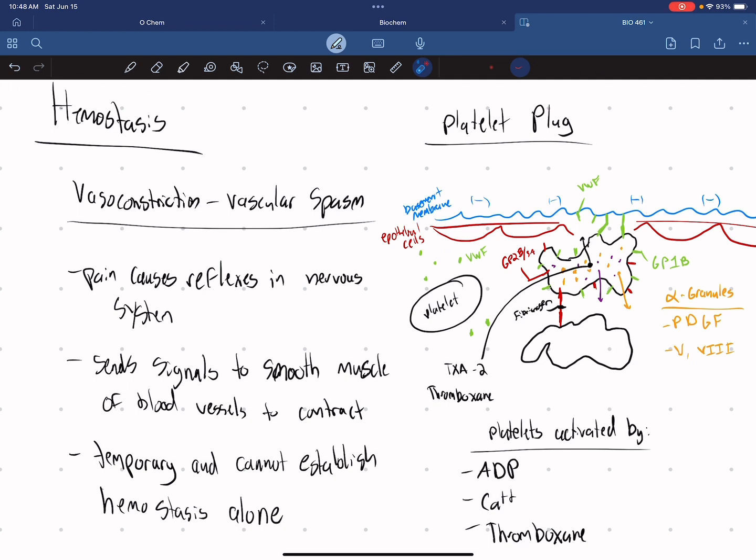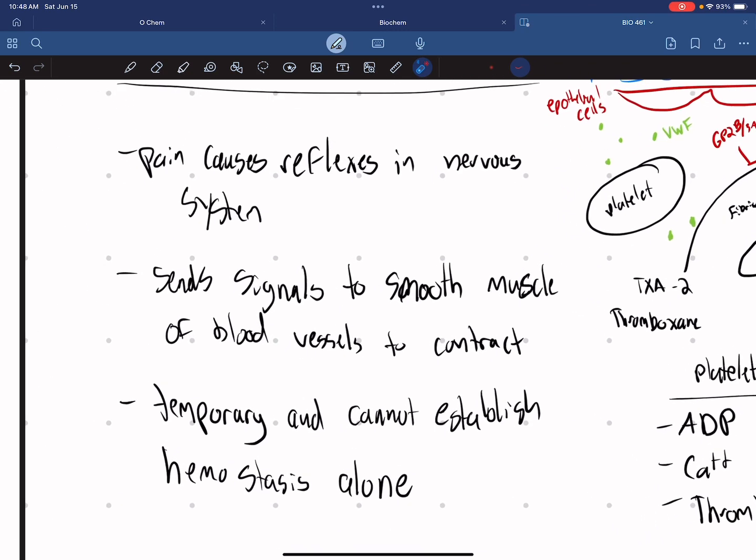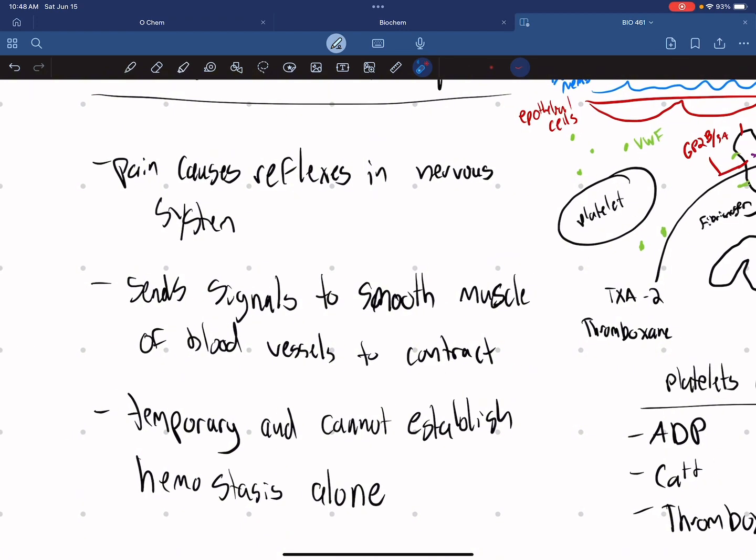Now, what we will do is talk about hemostasis, which is how the body regulates the damage or loss of blood. The first one we'll talk about is vasoconstriction, or vascular spasm. What happens here is if the body gets damaged, the blood vessels get broken or things like that, the pain reflexes will trigger the nervous system and they will send signals to the smooth muscle of the blood vessels and cause them to contract.